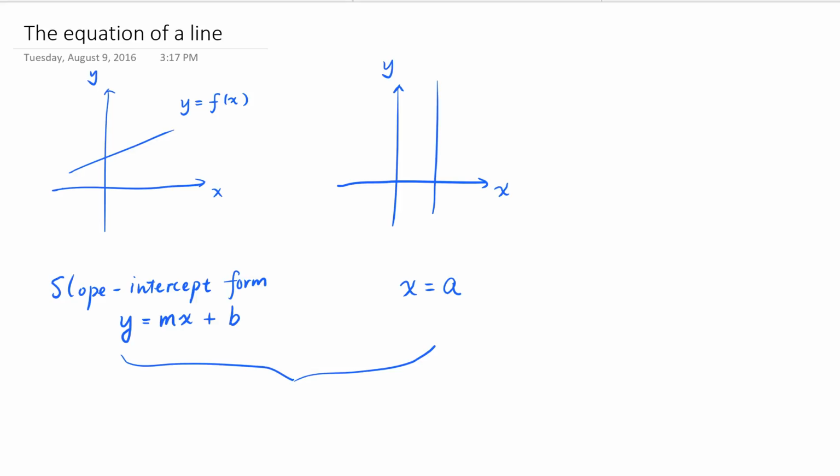So a universal formula to write down the equation of a line is really a constant times x plus a constant times y is equal to a third constant. Looks familiar? This is a linear equation about the variables x and y.